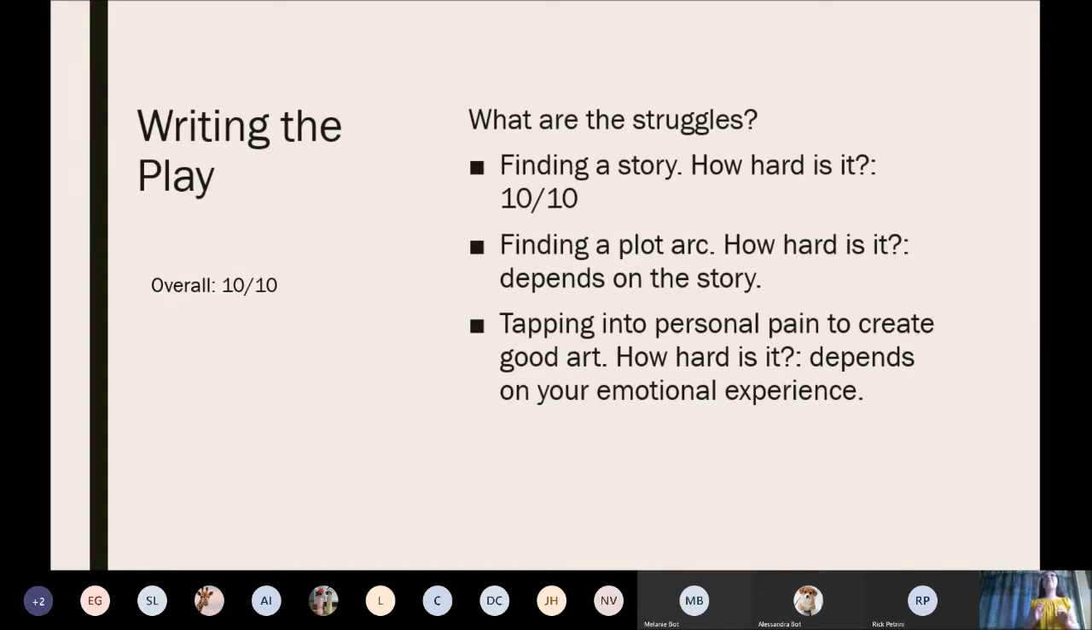And then tapping into personal pain to create good art. The hardness depends on your emotional experience. My mentor, for example, is writing a musical about her life, and her sister passed away, so she has to put that into her musical to create good art. So writing the play overall is a 10 out of 10. This is what my mentor is working on. This is what her musical looks like. It has all these notes all over it.